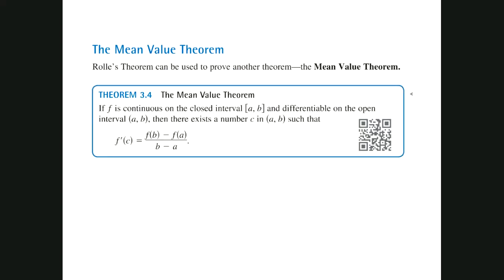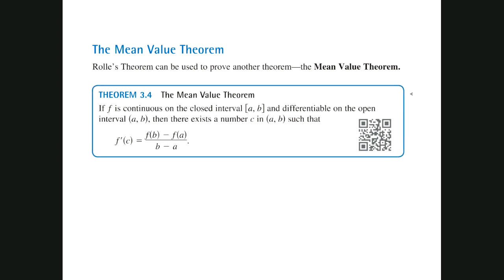All right, the mean value theorem. The mean value theorem says if f is continuous on a closed interval a, b and differentiable on an open interval a to b, then there exists a number c in (a, b) such that f prime of c is equal to f of b minus f of a over b minus a. Whew, that's a lot of gobbledygook.